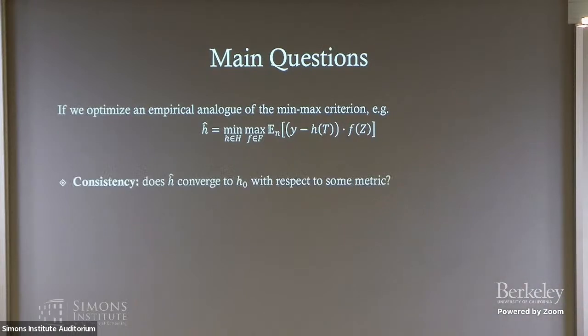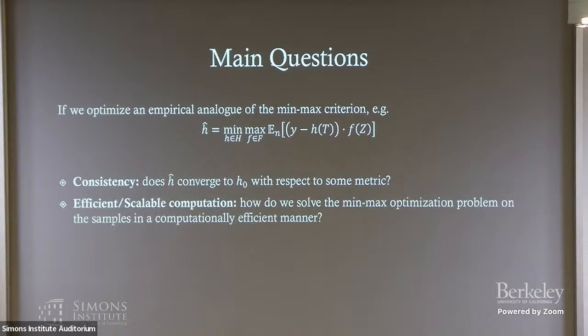So then the main question was that if we do the empirical analog of that, where we solve the zero-sum game in the empirical counterpart, where we replace expectations with empirical averages, then does our estimate converge to H0 with respect to some metric of convergence? And then how do we solve the min-max optimization problem on the samples? These are the two questions.